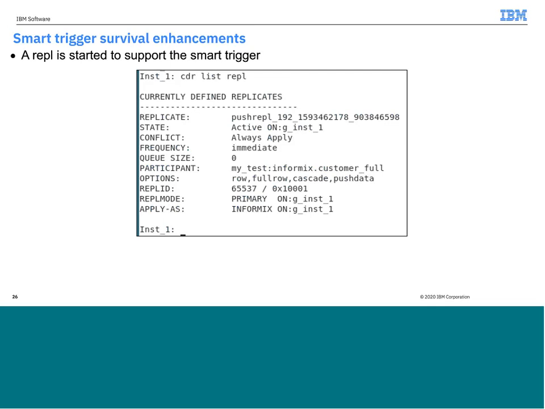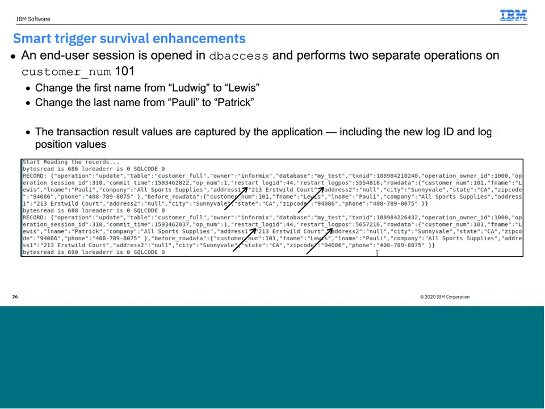So now I go in. Here's the REPL that supports the smart trigger on that customer full table. I go in just as an end user in another DB Access session, and I make two changes to that table. The first change is I changed his last name from Ludwig to Lewis, and then I changed his name from Polly to Patrick. Inside of that push data application now, it was giving me the transaction information that is being returned to it.